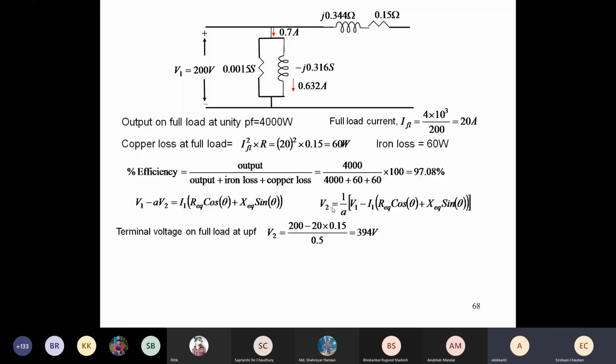Similarly, the terminal voltage at full load at 0.8 power factor lag. Obviously, lag is important because the lag will determine whether it will be plus or minus. And then we'll see. What is the value? Anybody got?